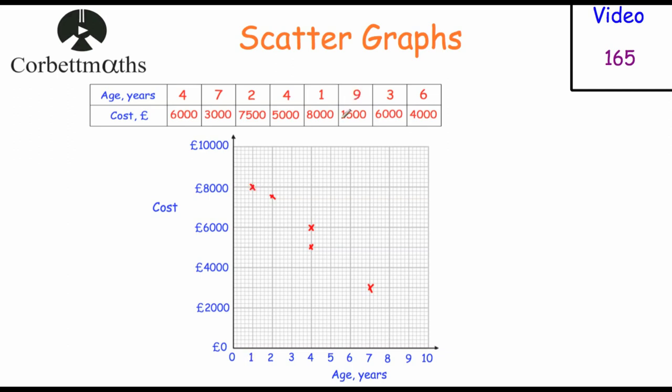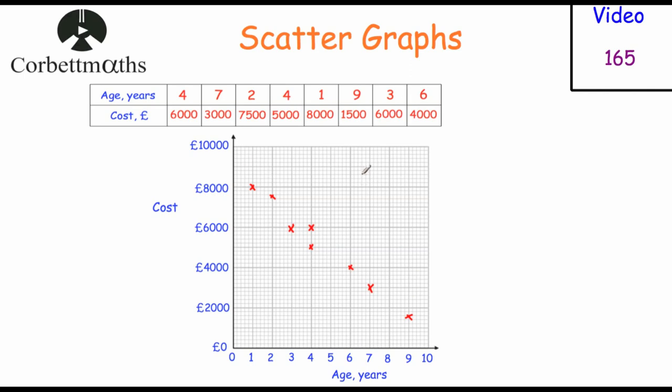A nine-year-old car costs £1,500. So we've got 1,000, 2,000, so 1,500 will be in the middle there. We've got a three-year-old car costs £6,000. And finally, we've got a six-year-old car costs £4,000. And that's our points. And let's just check them. We've got 1, 2, 3, 4, 5, 6, 7, 8. And then you see we've got 1, 2, 3, 4, 5, 6, 7, 8. So we've plotted all our points on the scatter graph.